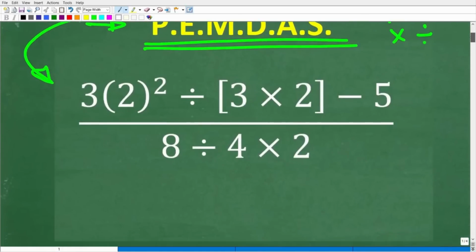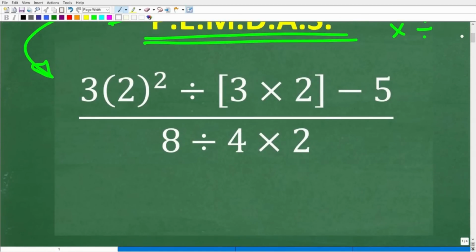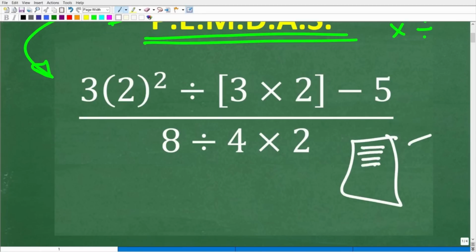All right, so one more time, here is our problem. And this problem is going to require a considerable amount of steps. So if you really want to check your understanding of the order of operations, take out a piece of paper and a pencil, take your time with this problem, and see if you can get the right answer.